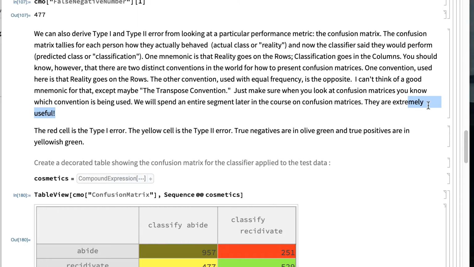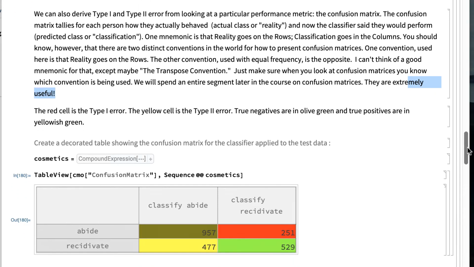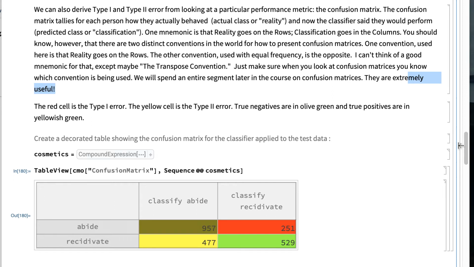Okay, I want to look at the confusion matrix again. Here I've produced my own cosmetic version of the confusion matrix, and I've used some color coding which may be helpful. I've colored the true negatives an olive, the false positives red, the false negatives yellow, and the true positives a yellowish green.